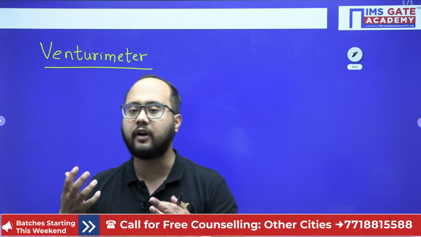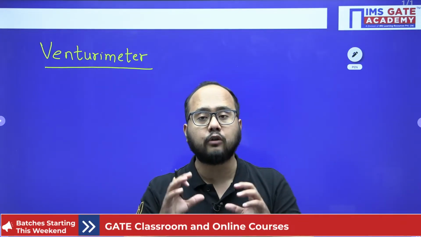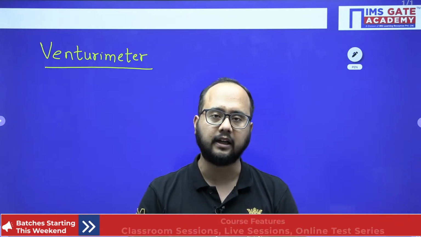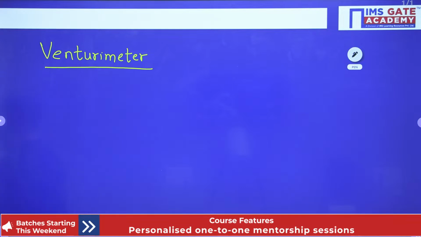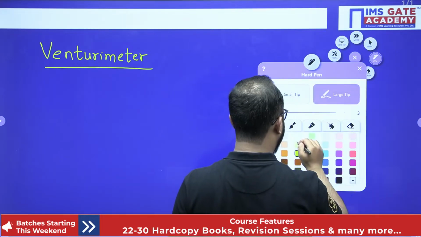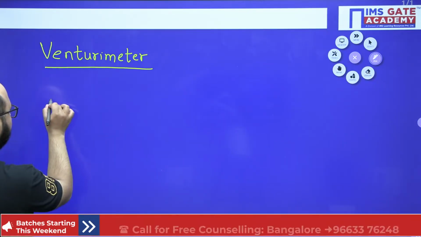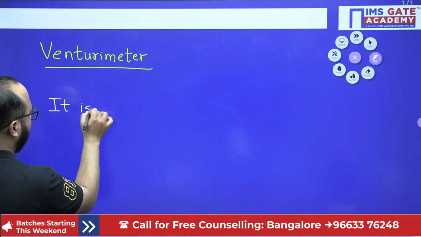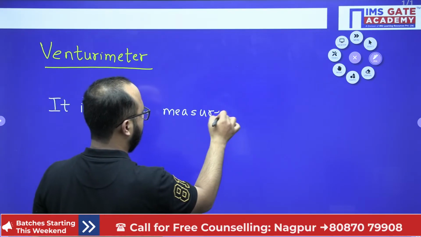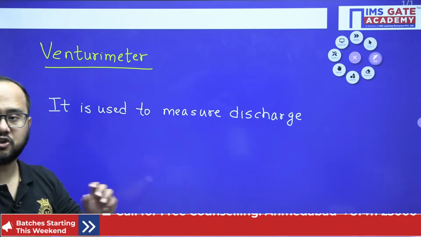Now we need to understand what the fundamental concept behind the working of the Venturimeter is. We should also be aware of how the Venturimeter looks, what the parts of the Venturimeter are, and what its basic configuration is. All those points should be clear, right everyone? So we'll start with the Venturimeter. First of all, we'll write that it is used to measure the discharge. This is the point that everyone should remember.